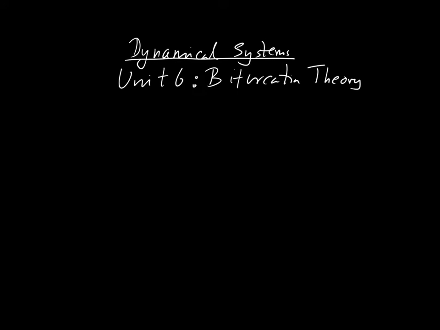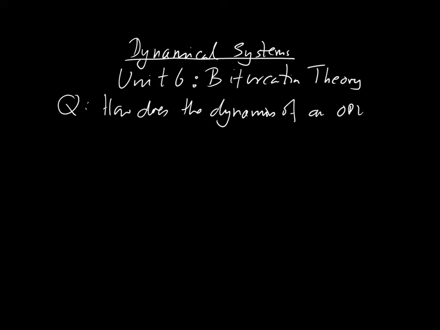This is the final unit, unit 6 on the dynamical systems primer, and this is about bifurcation theory. Bifurcation theory starts with the question: how does the dynamics of an ODE change as a parameter varies?